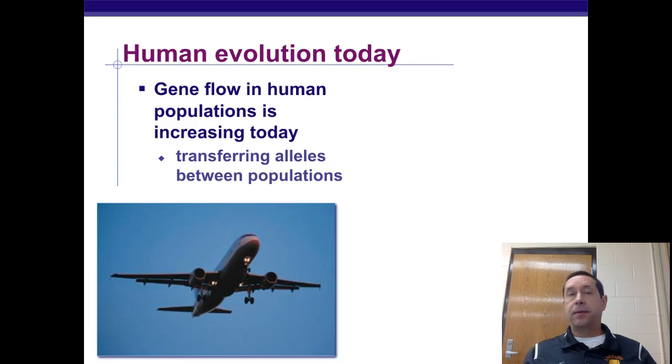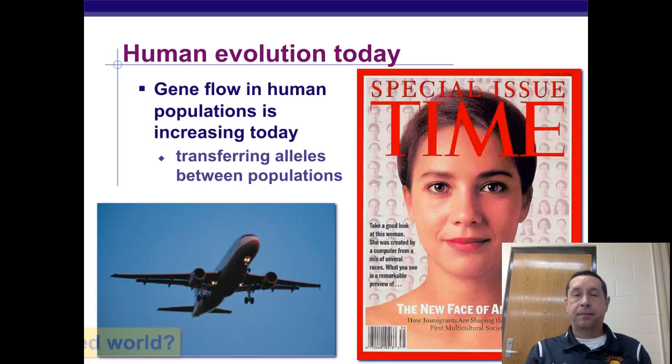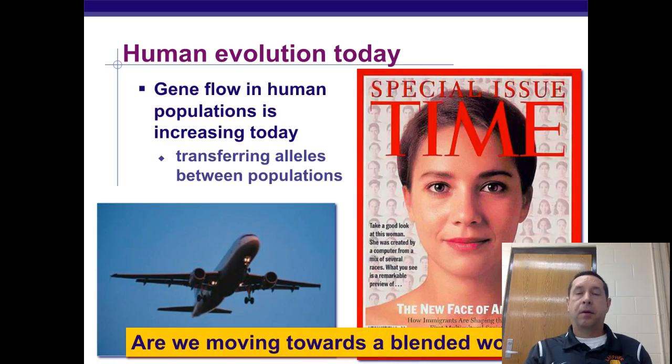So, human evolution today. Gene flow in human populations is increasing. We have individuals that no longer tend to live within small groups and interbreed in those small groups. We have the ability to move around the world in a much more dramatic and much easier way in many cases. So are we moving towards a blended world? No. Is the human population and this idea of race going to have to change?